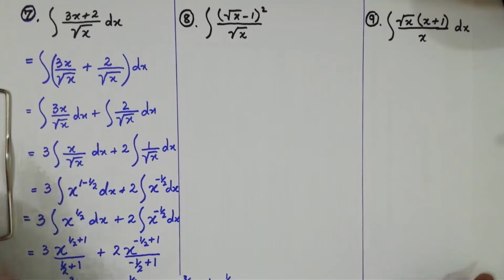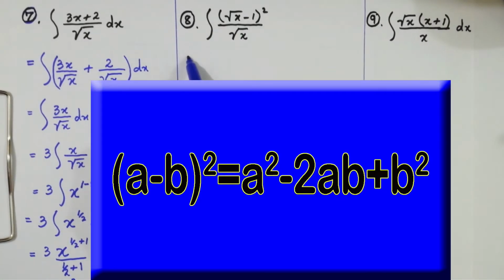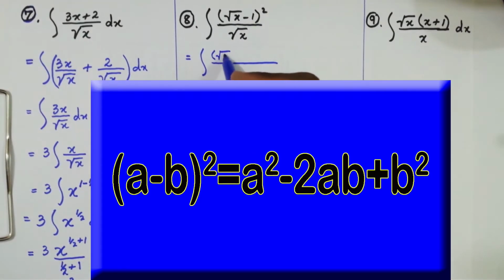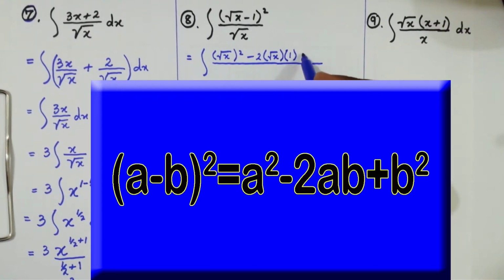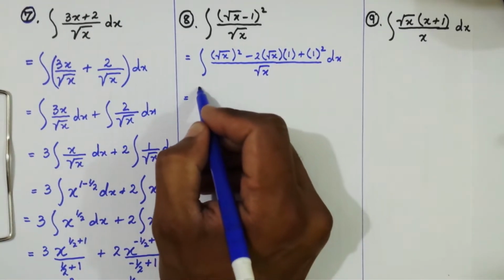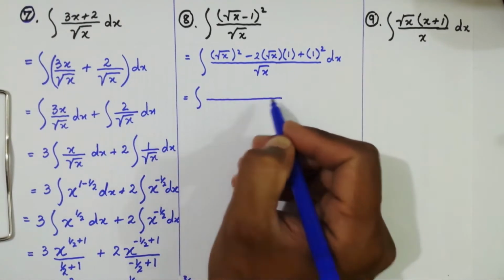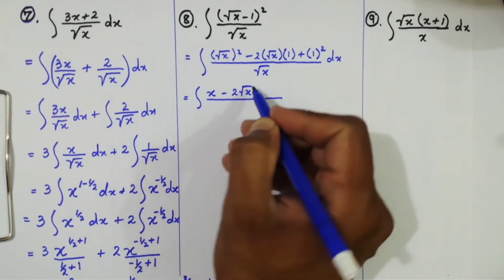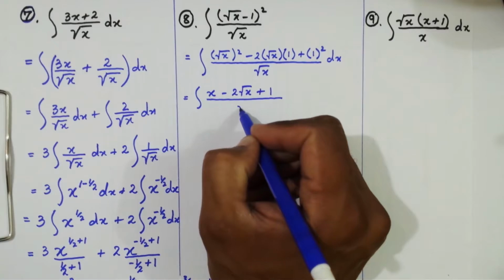Now we do this one. First you will apply the binomial formula of a minus b whole square. It will be a square minus 2ab plus b square. This value as it is. After solving the powers, here you will get x, here 2 root x and here 1.